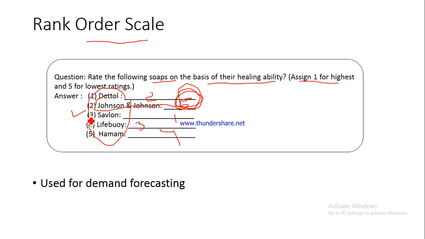Because the attitude is favorable towards Savlon, and we have said many a time that attitude would predict your behavior, the behavior would also probably move in the same direction. My target audience is most likely to purchase Savlon, and you may see that Savlon is selling in the largest numbers in that particular market. So in that sense, rank order scales can be made use of for demand forecasting. Is this making sense to you?